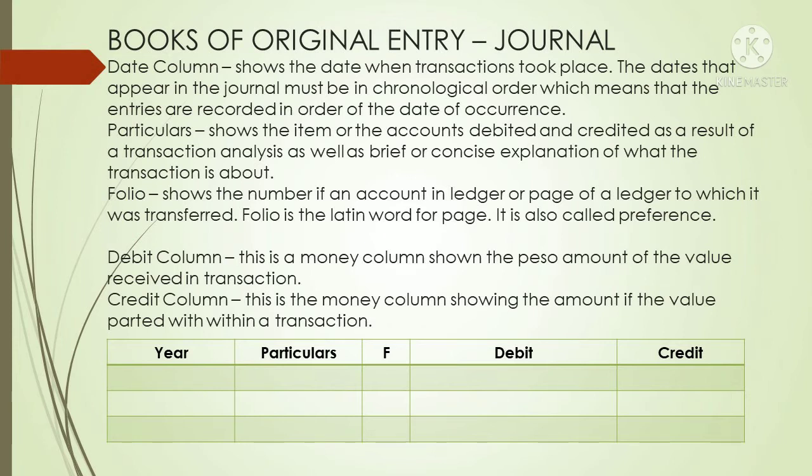So here in the journal, you will see the date column, okay? It shows the date when the transactions took place. The dates that appear in the journal must be in chronological order, which means that the entries are recorded in order of the date of occurrence.